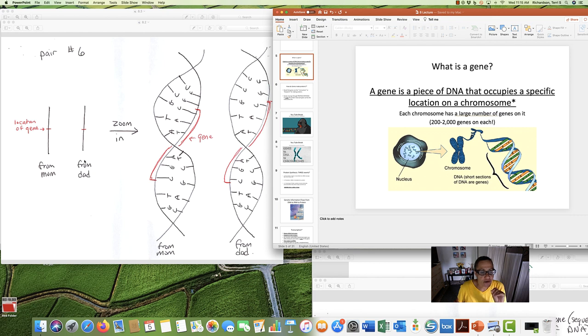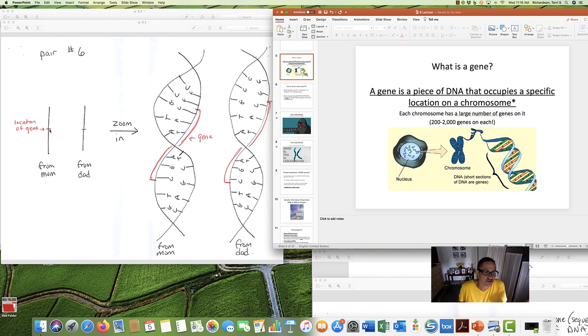The first thing to know is that in our 23 pairs of chromosomes, we inherited one chromosome from mom and one from dad. So for each pair of chromosomes, we inherited one from mom and one from dad. Now, it says here that a gene is a section of DNA that occupies a specific location on a chromosome. So now in red, I've just randomly drawn a line right here. And these lines represent the place where the gene is, the location on the chromosome where that gene is.